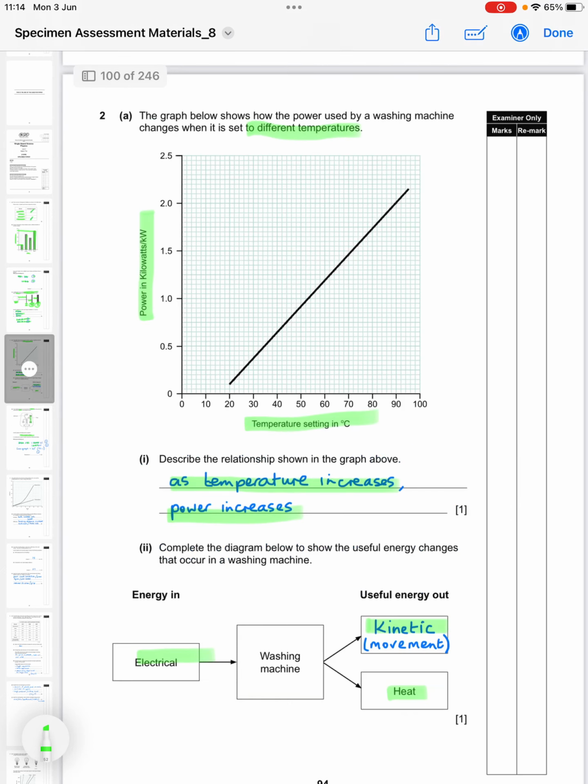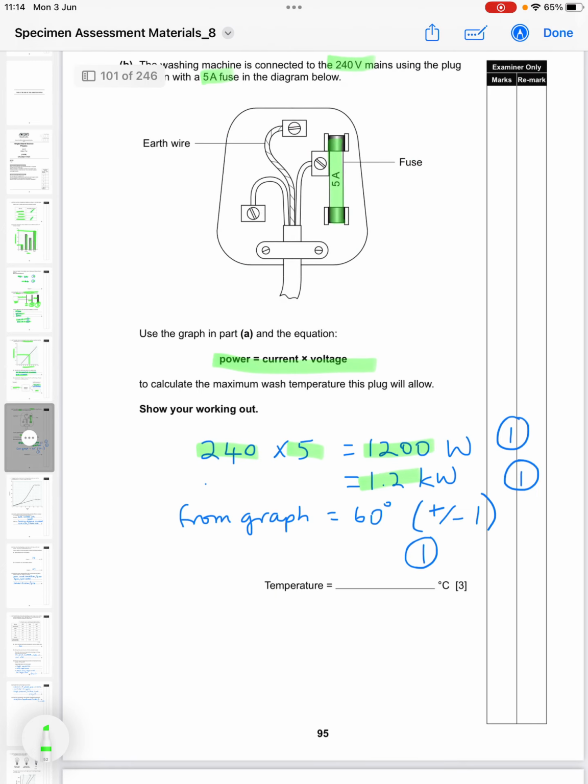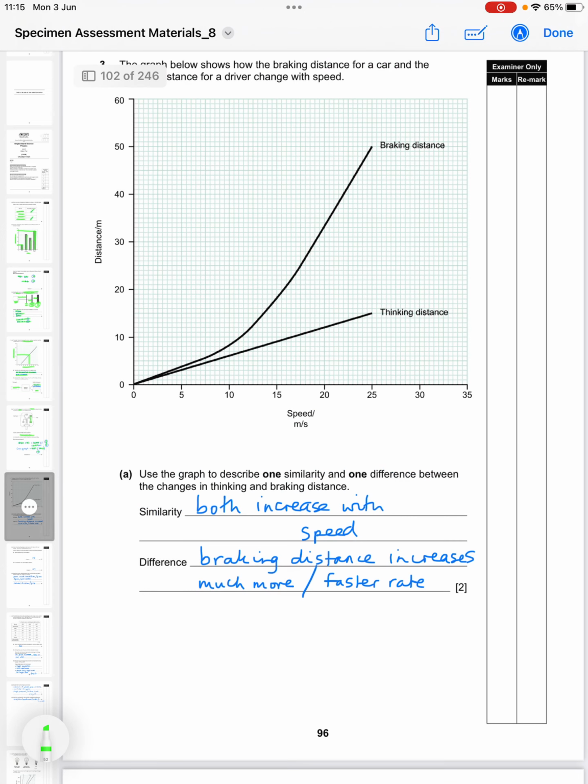And then if we go back to the graph and look at 1.2 kilowatts, it's coming in, just a second while it saves itself. So 1.2 coming in here. And then the mark scheme allowed 60 plus or minus 1. So 3 marks for that, 2 for the first calculation, and then 1 for reading it off the graph.